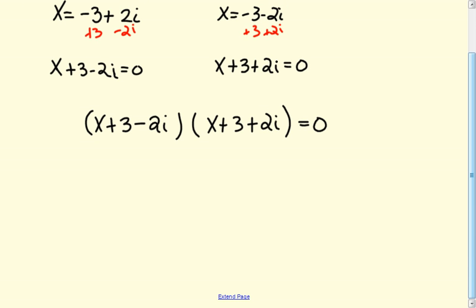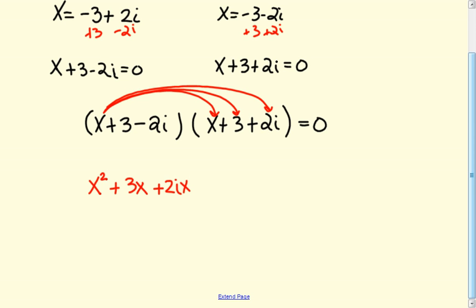And again, you're going to distribute these. So here we go. x times x is, of course, x squared. x times 3 is 3x. And x times 2i is 2ix. All right, now we're going to distribute the 3 through. So 3 times x is 3x. And 3 times 3 is 9. And 3 times 2i is 6i.